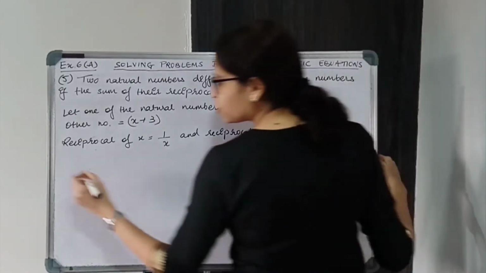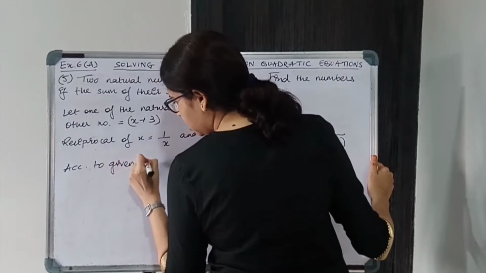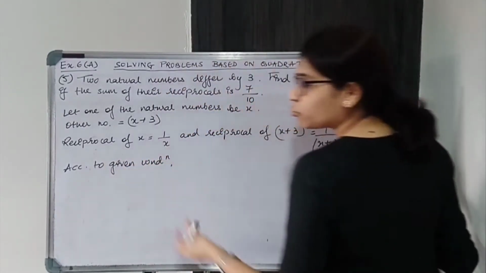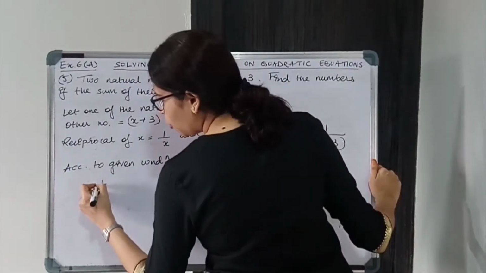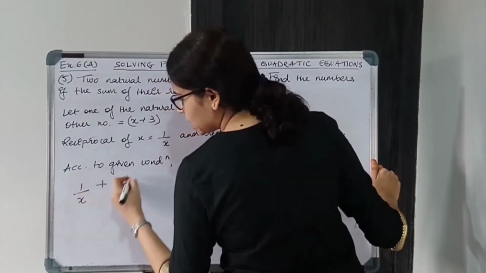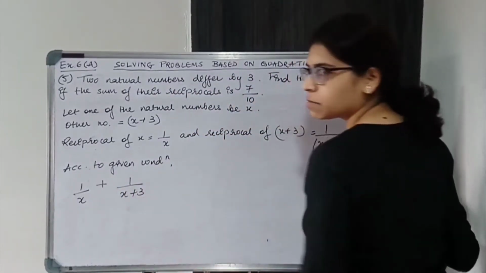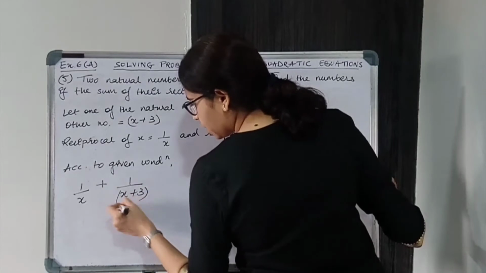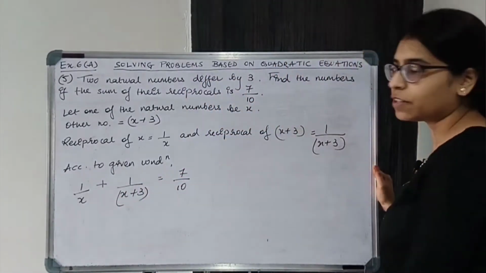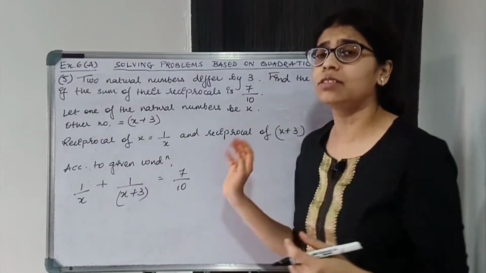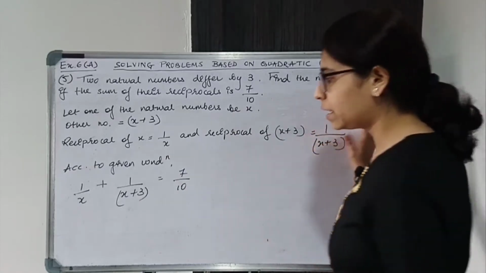Now come to the condition. So according to given condition, don't use short forms. Okay, sum of their reciprocals, that is 1/x and 1/x plus 3. If you had taken x minus 3, it would be x minus 3. Okay, is 7/10. Okay, so even if you take x minus 3, you will get correct answer. The equation automatically gets adjusted. Okay, so you will get correct answer.